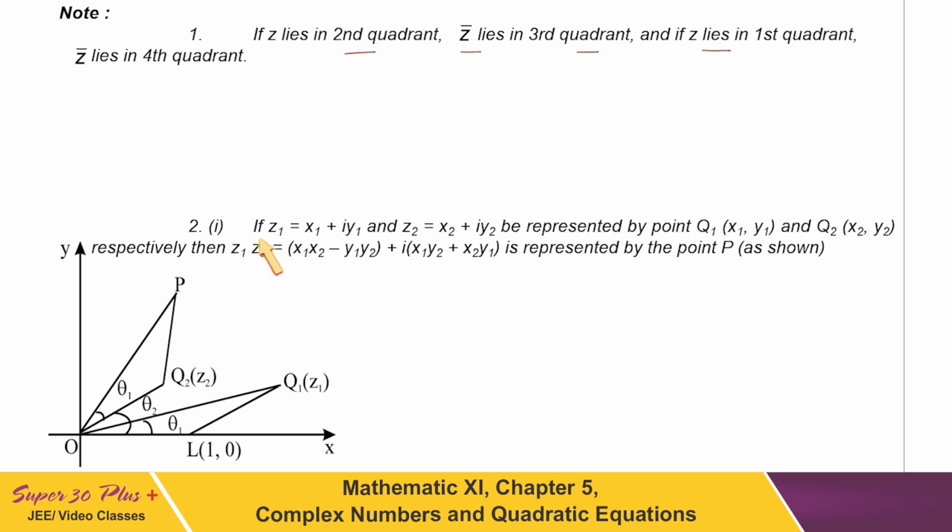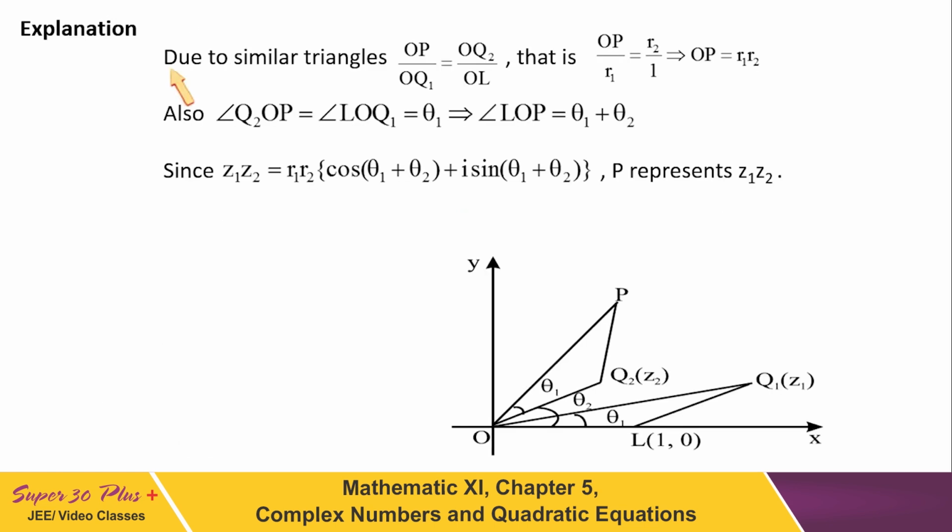Point number 2. If z1 is equal to x1 plus iota y1 and z2 is equal to x2 plus iota y2 are represented by points Q1 (x1, y1) and Q2 (x2, y2) respectively, then z1 into z2 is equal to x1x2 minus y1y2 plus iota (x1y2 plus x2y1), represented by the point P, which is shown here. This is the geometrical representation of the product of complex numbers. Now we are going to explain it.